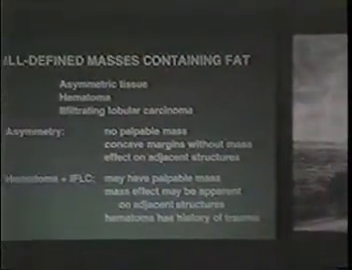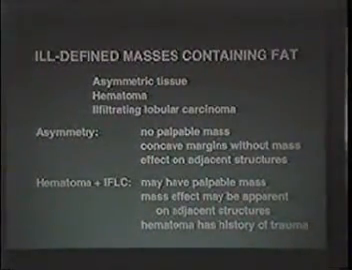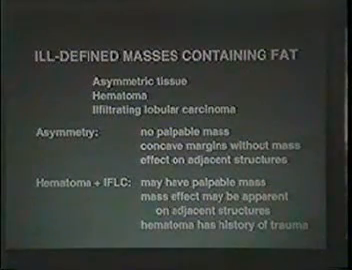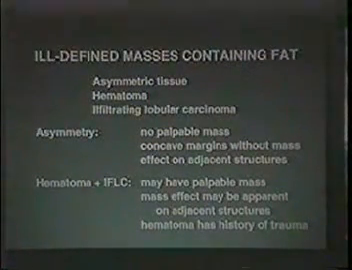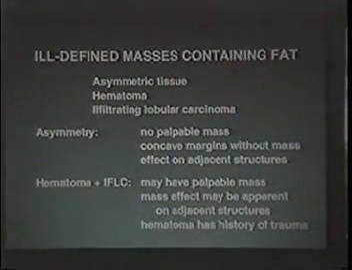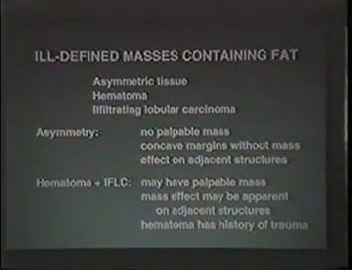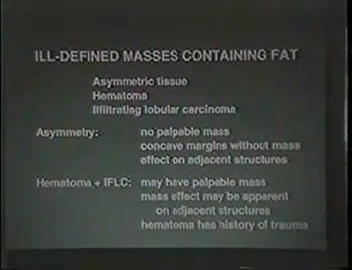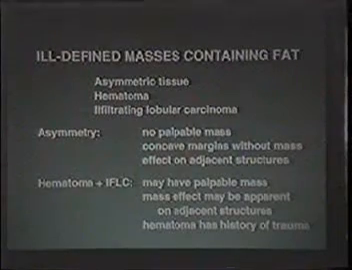Now, ill-defined masses containing fat include asymmetric tissue, hematomas, and infiltrating lobular carcinoma. Asymmetric breast tissue is a common finding on the mammogram, and it is not unusually a cause of difficulty for people who are interpreting mammograms. The important things to remember about asymmetry are that, first of all, it's not palpable. Or if it is palpable, it should feel like normal breast tissue, and it should be very subtle. It shouldn't be palpable as a discrete focal mass.